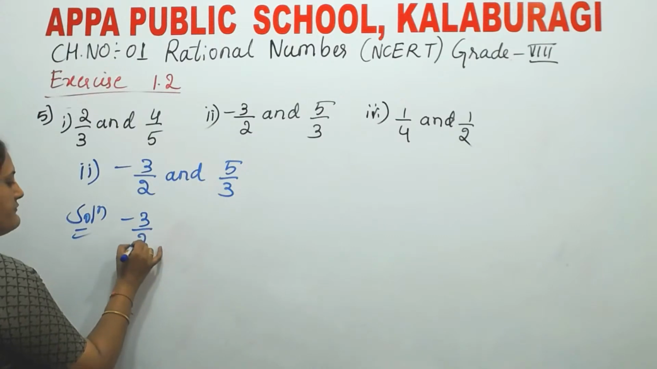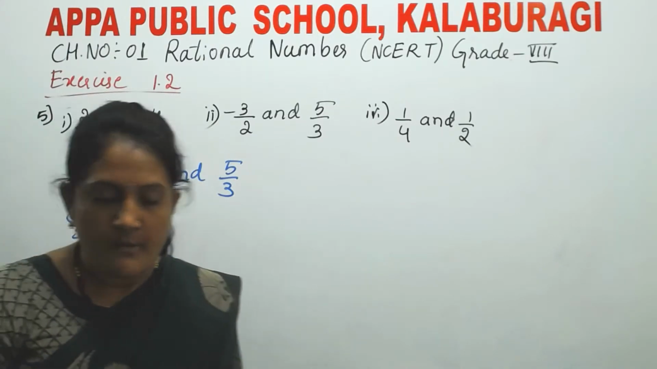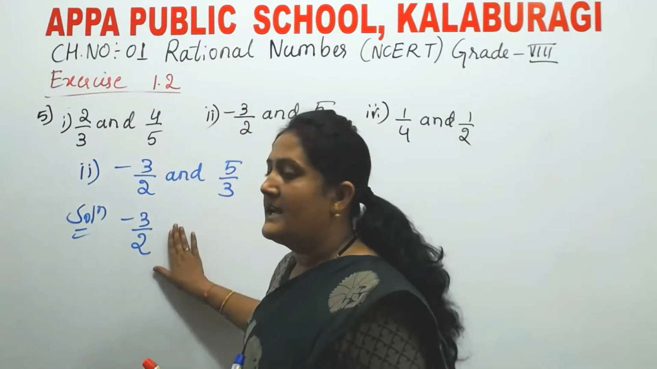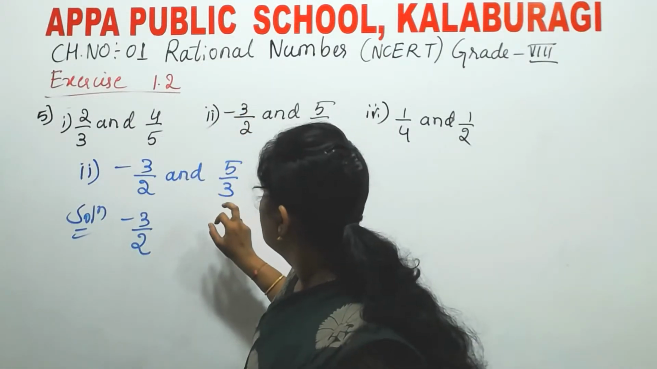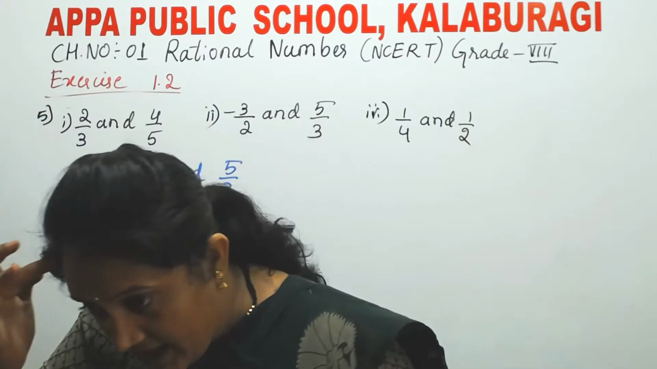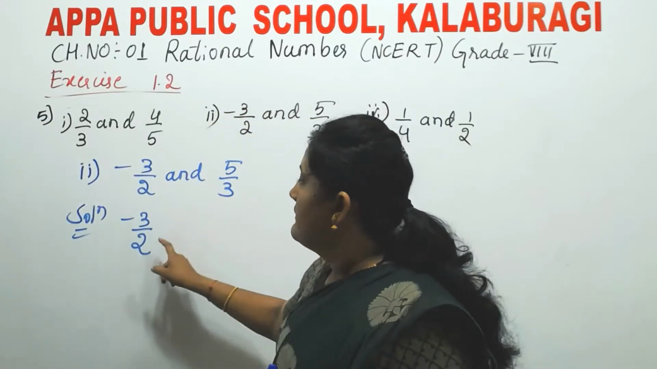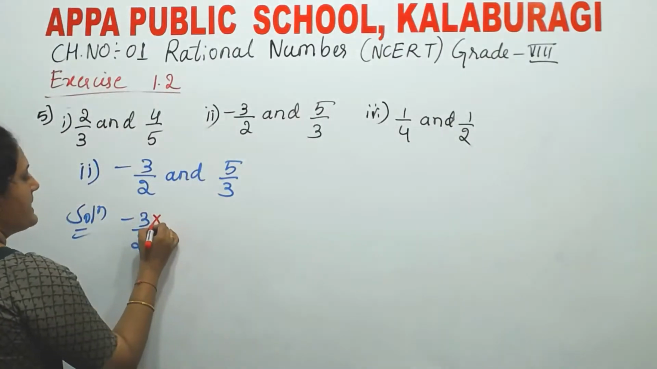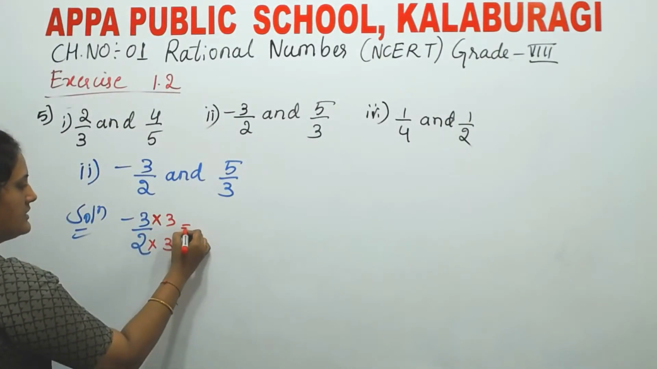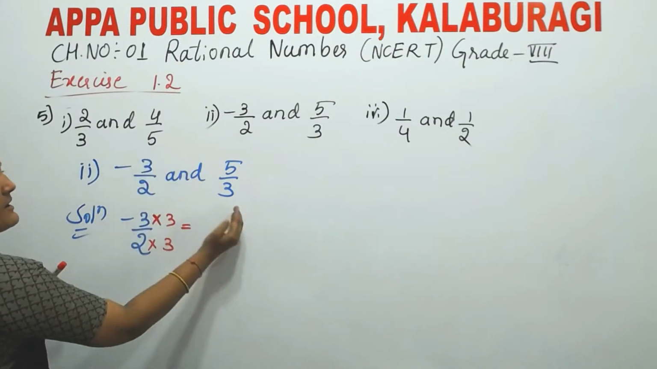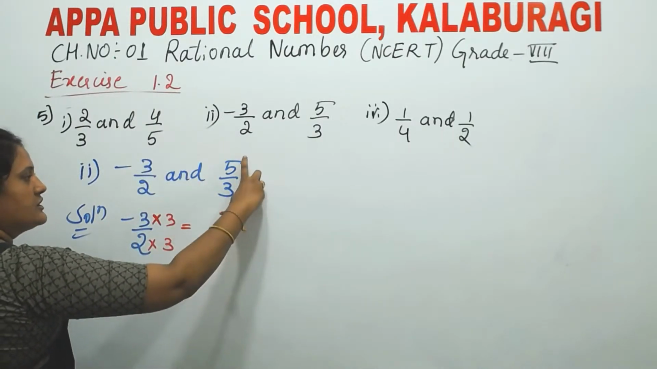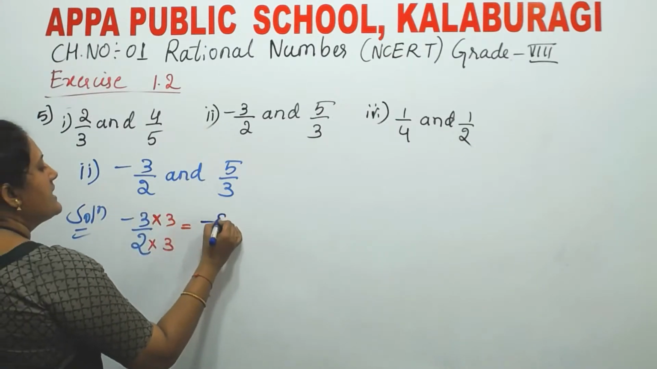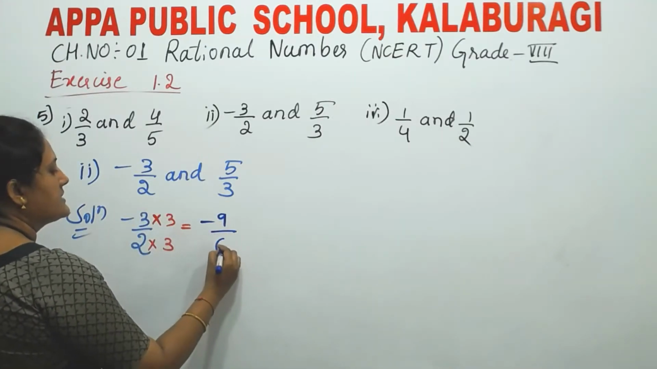Minus 3 by 2, we have to multiply with what? LCM 6, very good, no problem. We have to multiply with 3 because here the denominator is 3. Here also 3, here also 3, right? For this number they are multiplying with this denominator, for this number they are multiplying with this denominator, right? 3 3s are 9, minus 9, 2 3s are 6, right?